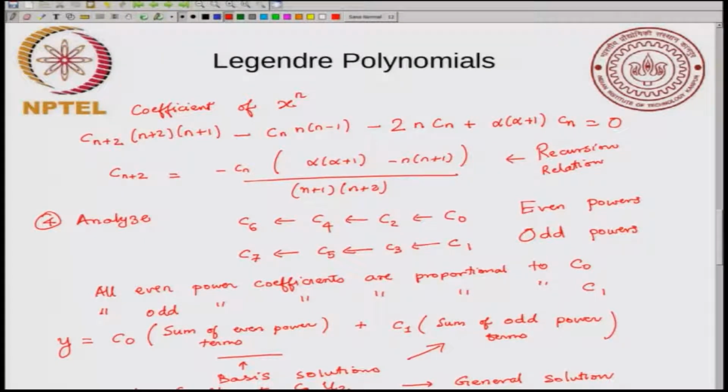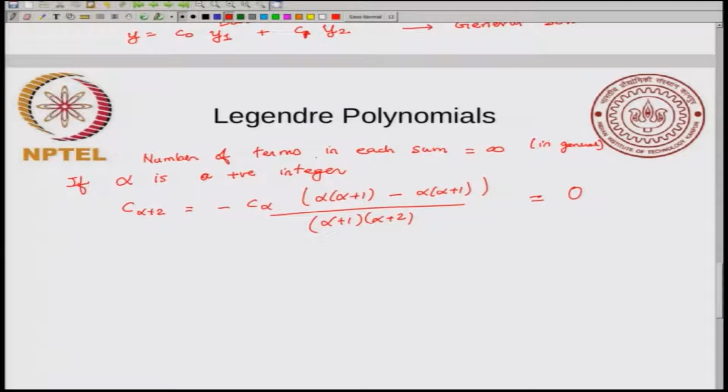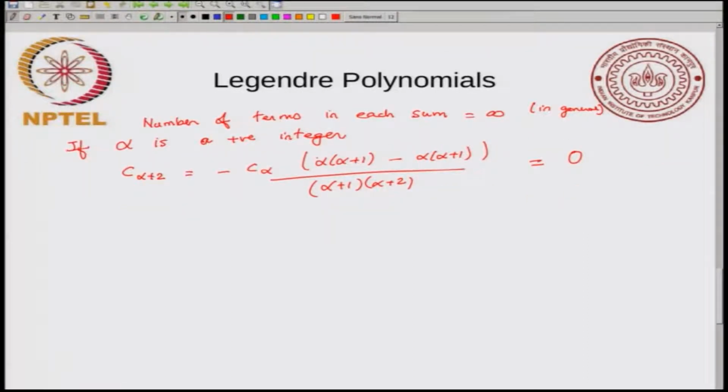The recursion relation relates Cn to Cn plus 2. There are many other kinds of recursion relation, but this is one form that you always encounter whenever you are doing the power series method. So what happens is that when n is equal to alpha, the numerator goes to 0 in the recursion relation, and so you get 0. And what does this mean? This means that also C of alpha plus 4 equals C of alpha plus 6 equals C of alpha plus 8, all of them equal to 0.